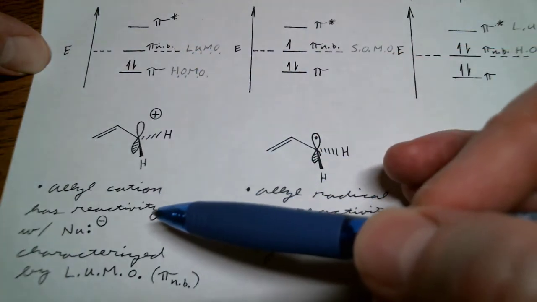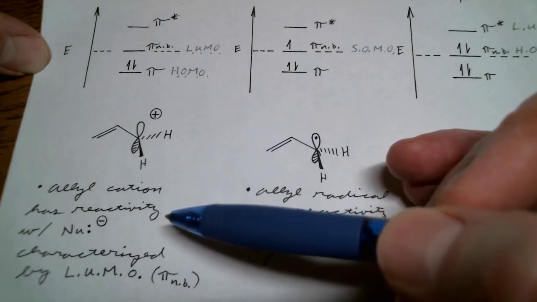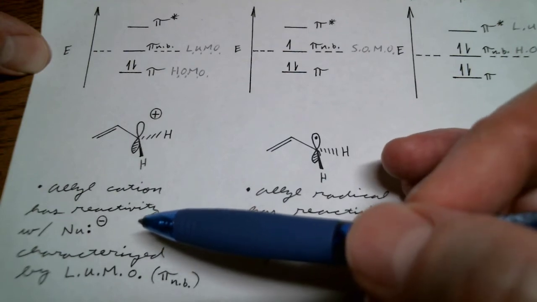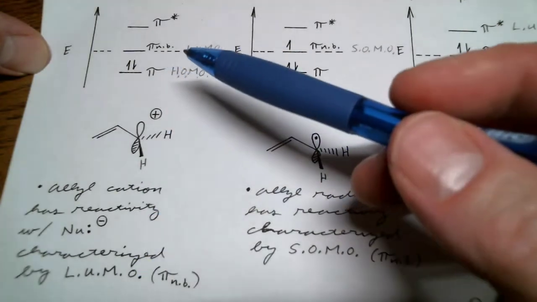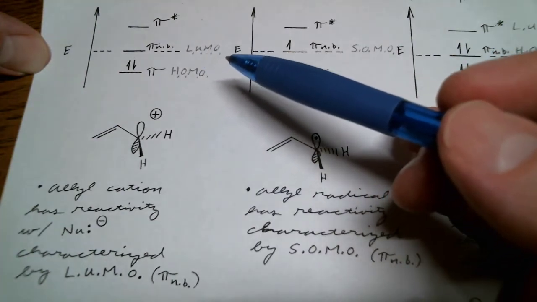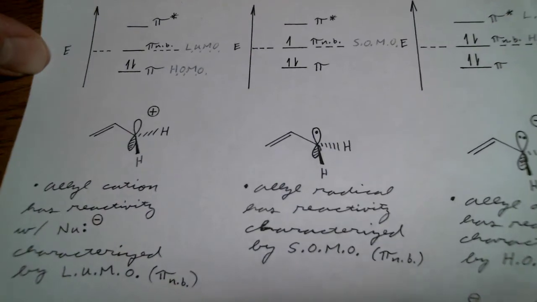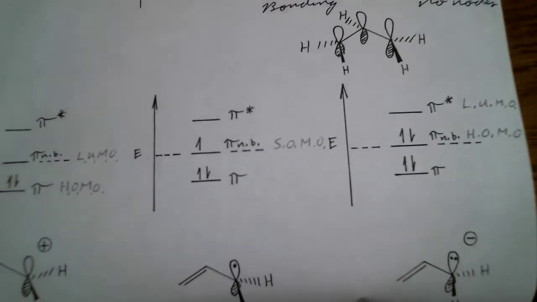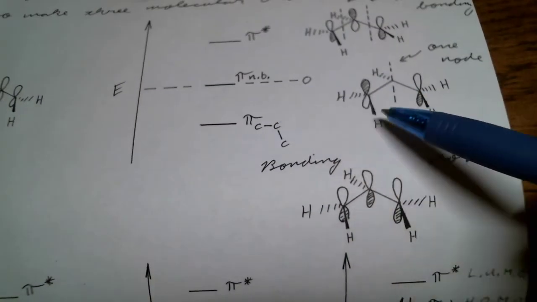And in fact, the allyl cation is characterized by reactivity with nucleophiles, that is, with molecules that can donate two electrons. And that's characterized by the lowest unoccupied molecular orbital, because that's where it can accept two electrons. And what does that look like? Let's go back to the top of the page. What does pi non-bonding look like?